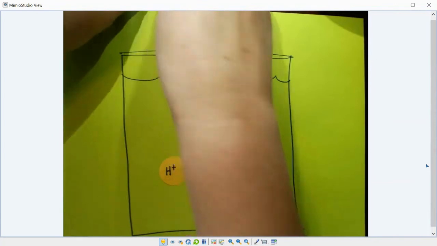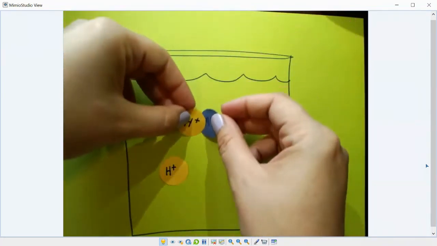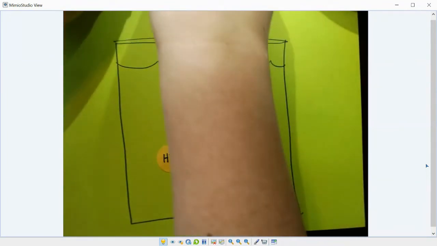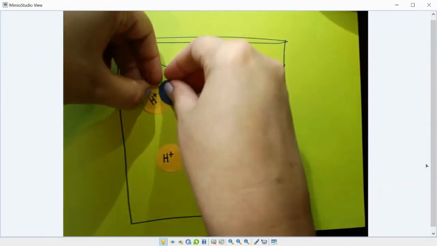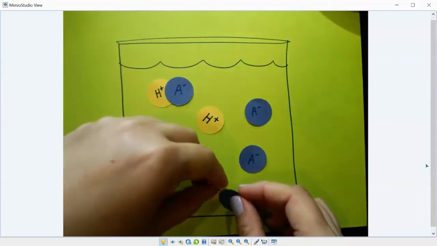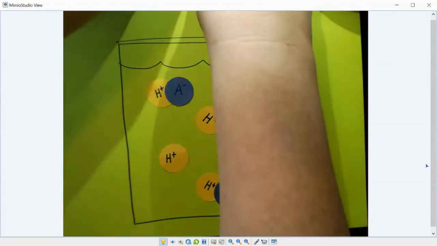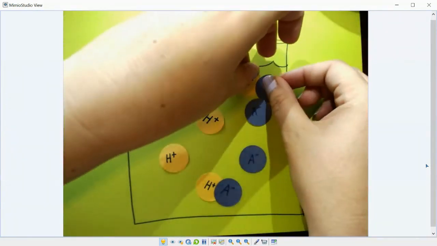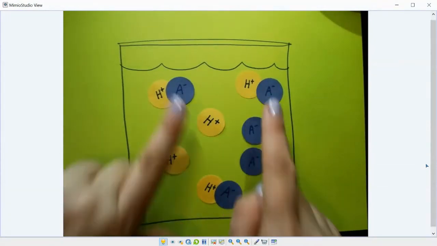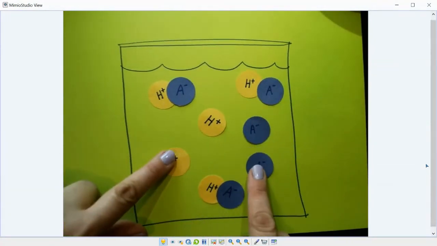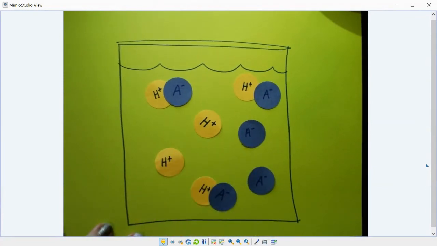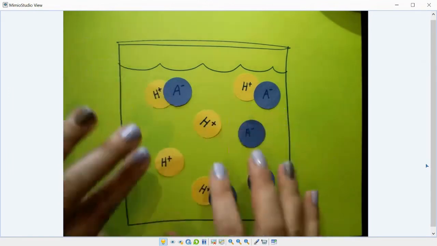And I continue introducing HA to water and some of it ionizes, but a lot of it stays stuck together. So we get HAs floating around in here. We have a little bit of H plus and A minuses, but a lot of the HA stays stuck together. So those are the HAs that stayed stuck together. And then we have a little bit that has ionized or dissociated in this solution. And so all of these things are moving around.